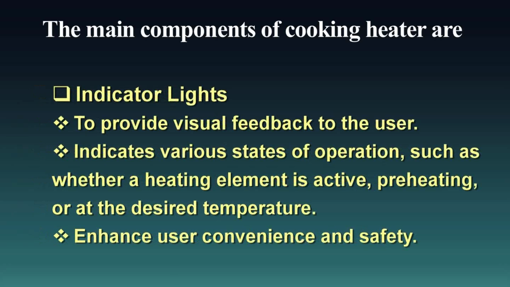Most electric cooking heaters are equipped with indicator lights to provide visual feedback to the user. The lights indicate various states of operation, such as whether the heating element is active, preheating, or at the desired temperature. Indicator lights enhance user convenience and safety by providing clear information about the cooktop status.